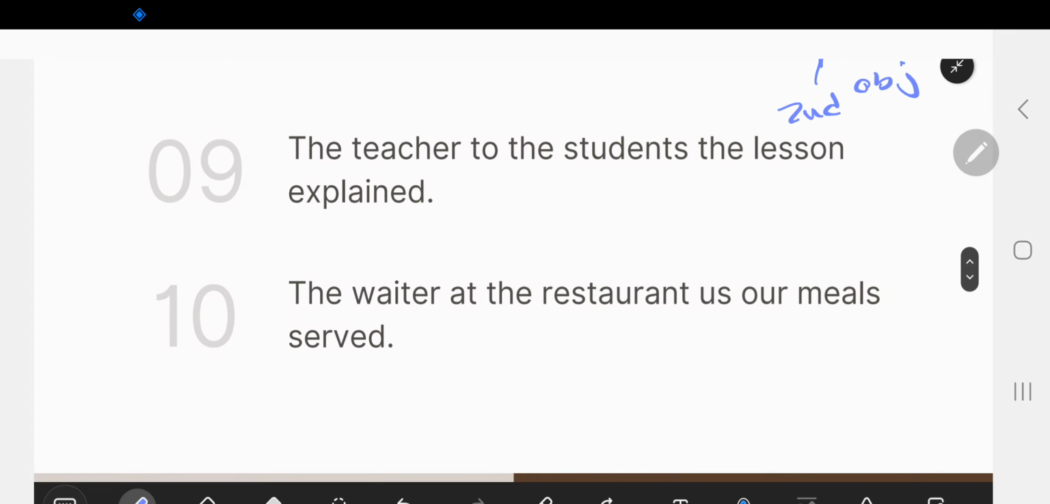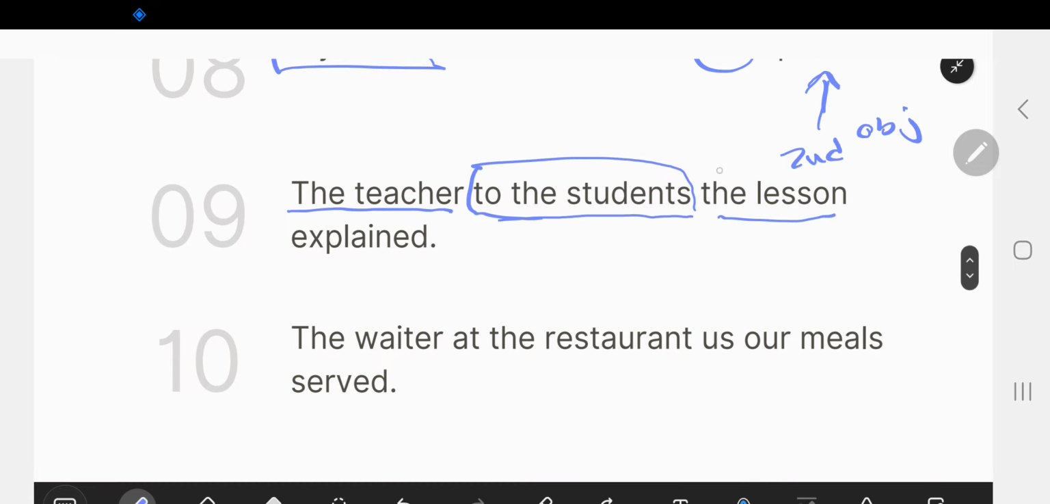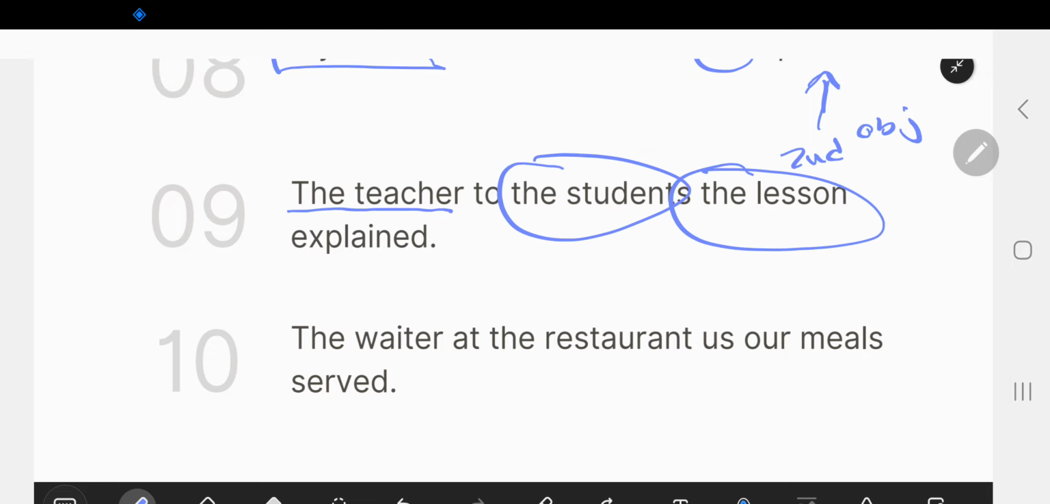And let's see, the teacher to the students, the lesson explained. Or in English, the teacher explained the lesson to the students. And what is the subject? The teacher. What is the object? The lesson. And also perhaps the students are the secondary object, and then the lesson. You don't really need to know what is the first or the secondary object. All you have to know is what is an object. So an object is the students, and then the lesson is also an object. Because what did she explain? The lesson. Who did she explain to? The students.